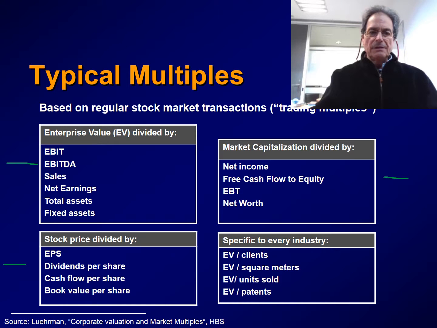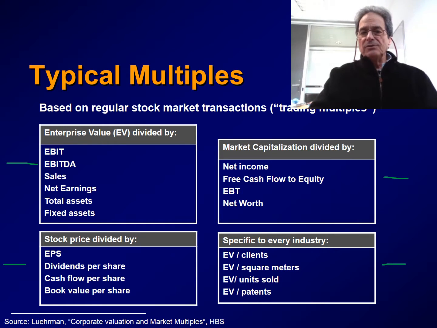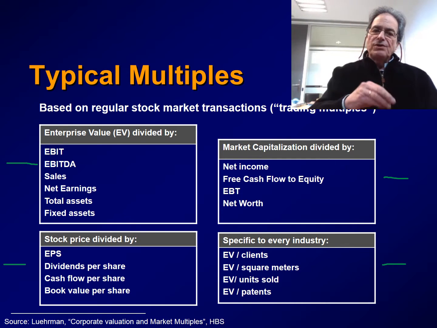In the third table, we see the stock price, and now we mean the value of a single share of stock. The stock price divided by earnings per share, or dividends per share, etc. And finally, in the last table, we have enterprise value divided by, for instance, clients, or square meters, or units sold, or patents. These are ratios which are very specific to a particular industry.